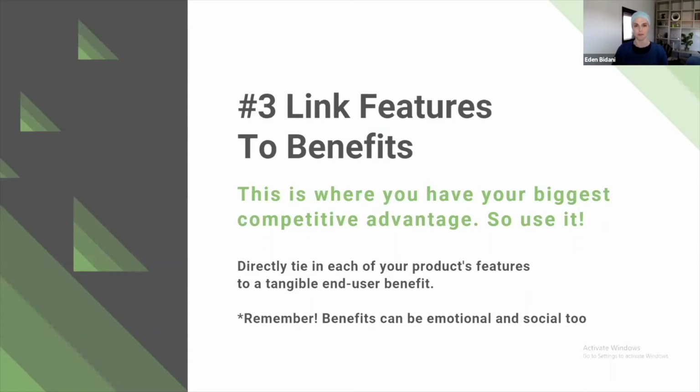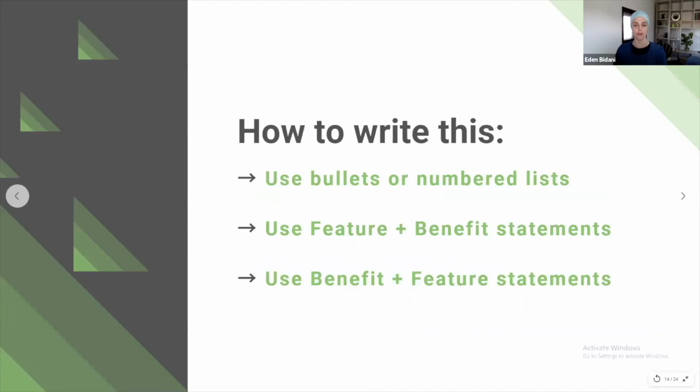And just as a reminder, benefits can be emotional and social too, not just functional. All right, so how to do this? First, I recommend that you use bullets and numbered lists to help space out your sentences and make all this information easier to read, because this section is usually the most text-heavy part of any product description. Now, there are 2 main ways to write your bullets, or fascinations as they're also called, and that's by writing the feature first, then the benefit, or the benefit followed by the feature.